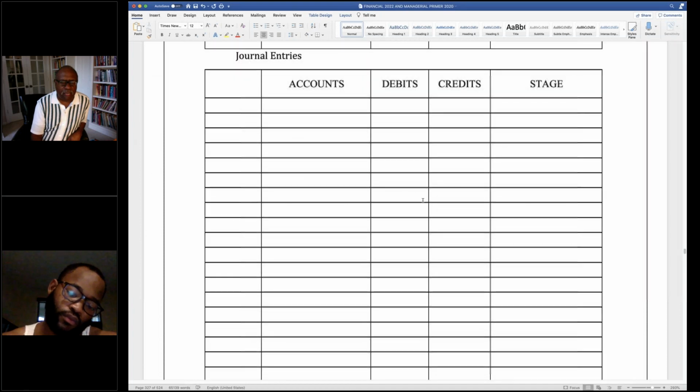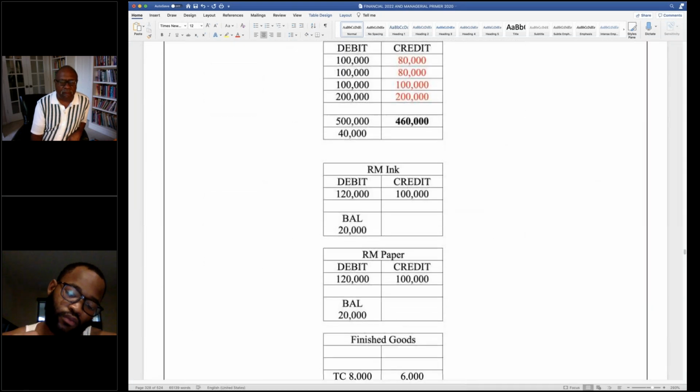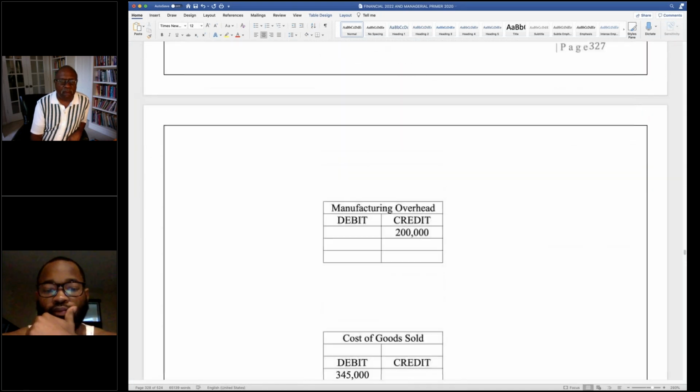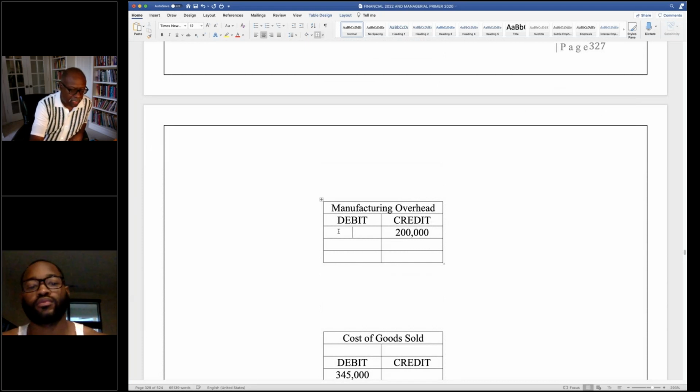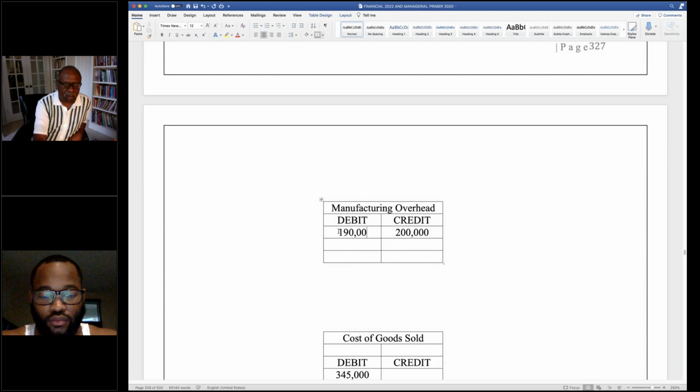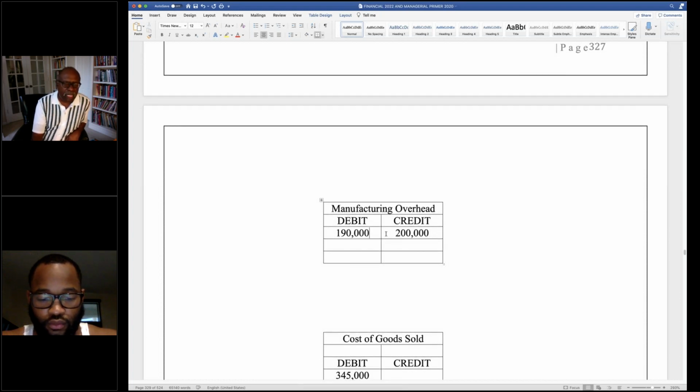Now we're going to go to manufacturing overhead and post the actual cost, 190,000. So we estimated the overhead was 200, it's actually 190,000. So we over applied the overhead.